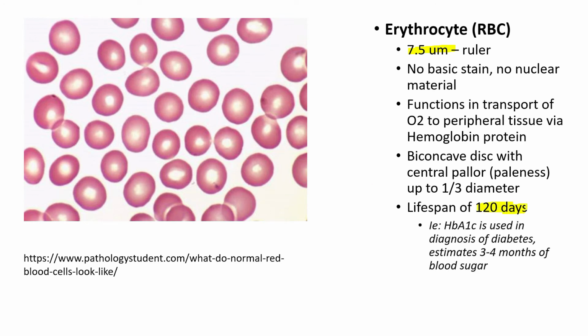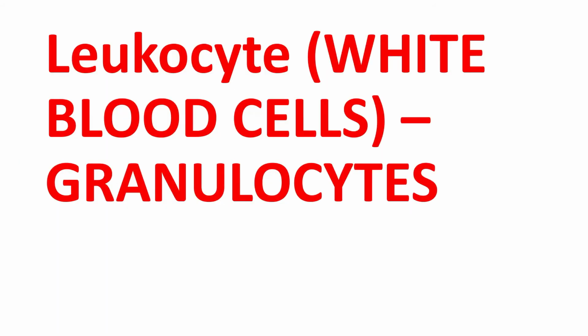And this is a clinical tie-in that helps me remember this: this 120 days is important clinically because hemoglobin A1C is a different type of hemoglobin which is used in the diagnosis of diabetes, and this estimates 3 to 4 months of blood sugar because of the life cycle of the erythrocyte.